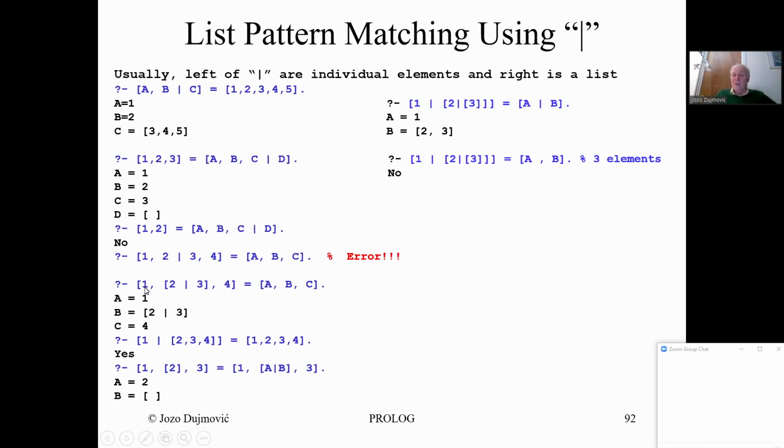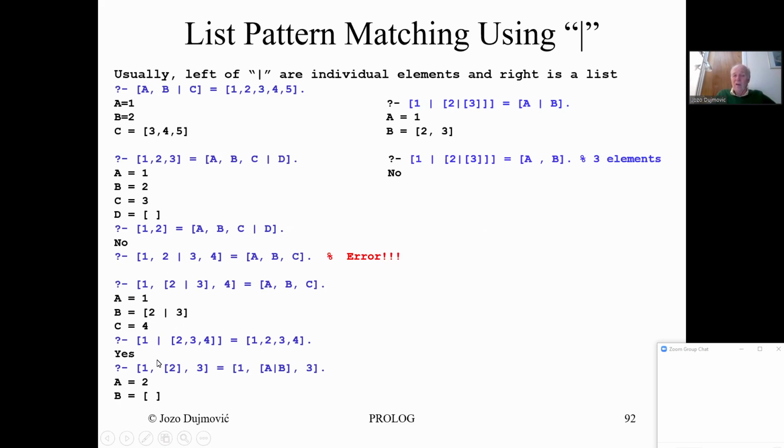And here is 3 components. First is 1. Then you have pair, 2 and 3. This is not a list. This is just a tree, a binary tree that has here 2 and here 3. And then the third element is 4. And this is the correct list. So you have 1 and 2, 3, and 4.